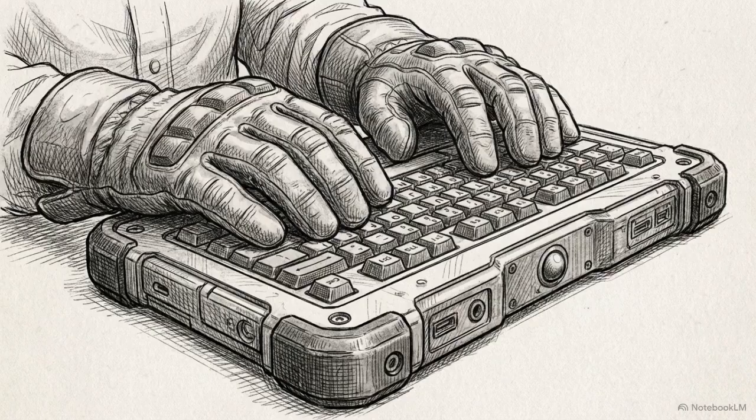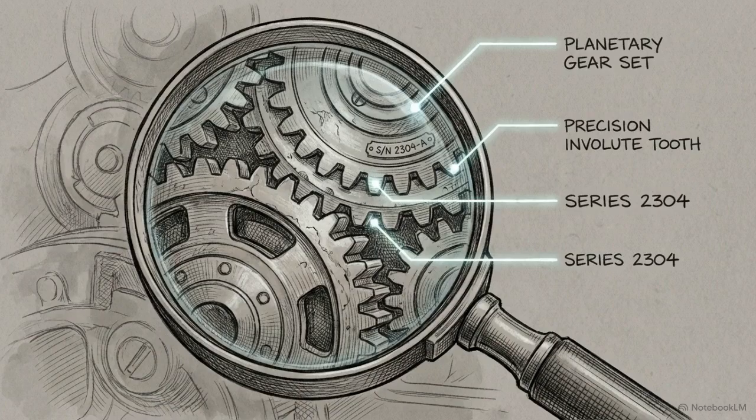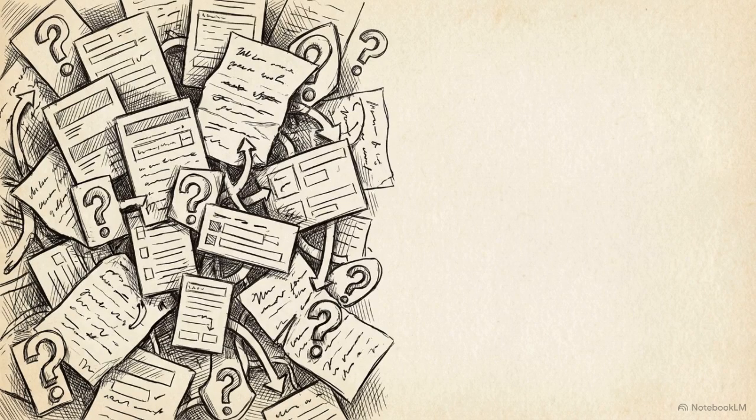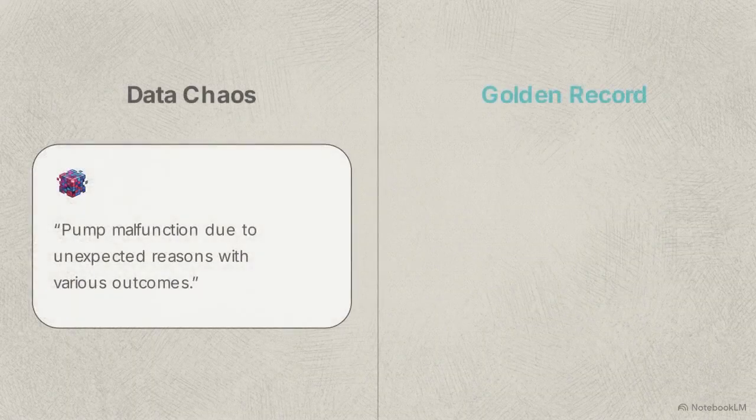Now we need to draft the problem statement. The goal here is technical precision. We only want to answer the what and the why, leaving out any unconfirmed speculation. Our original note stated, "pump malfunction due to unexpected reasons" with various outcomes. This is overly verbose while offering zero operational value. We will rewrite this to be specific.